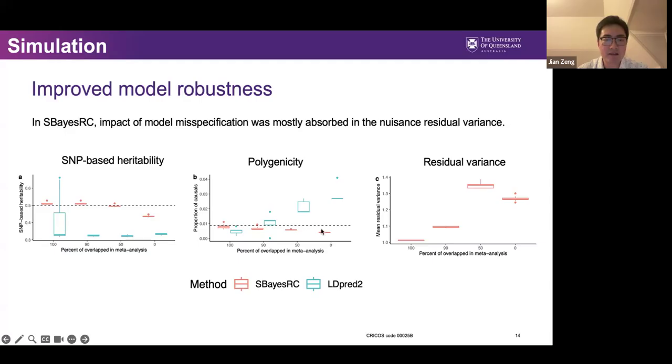And as you can see, when it drops down to 0%, the estimation of these parameters is biased. However, compared to other methods like LDPred2, we can keep the estimation precision of these parameters better. That's owing to this low-rank model and modeling the residual variance. As you can see, the residual variance will be inflated if the overlap is low. The residual variance is just a nuisance parameter in our model that we don't care much about its value. In other words, we use this residual variance to absorb any data quality issue.